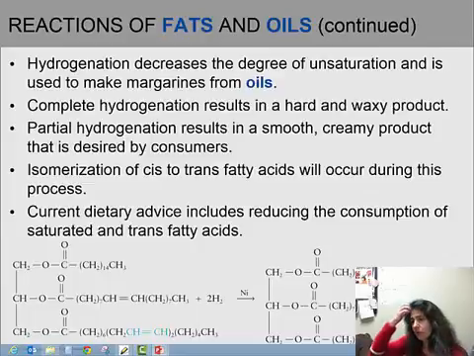And so we can use that to take an oil, like vegetable oil, and turn it into something solid, like margarine, since we know that affects the melting point. We know that makes it harder and waxier. If you go partially, right, you have some double bonds left, but you break some double bonds, you get that smooth, creamy product like peanut butter.